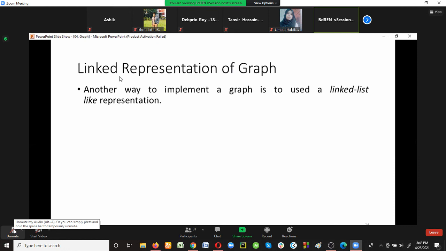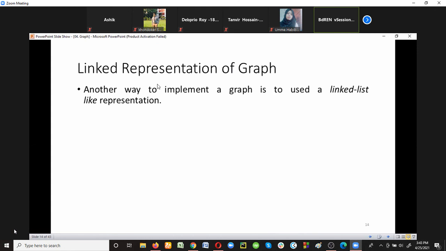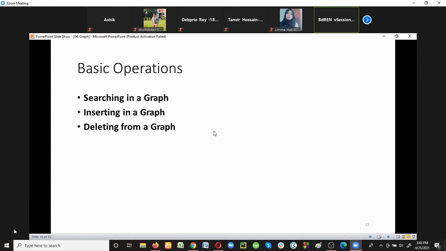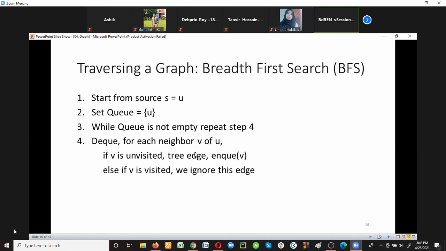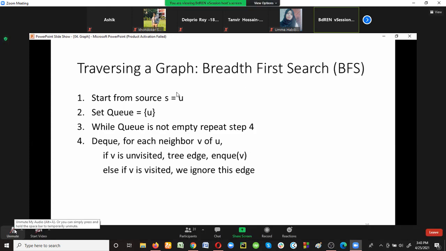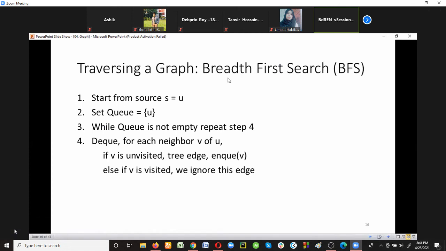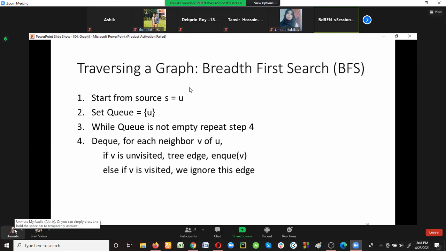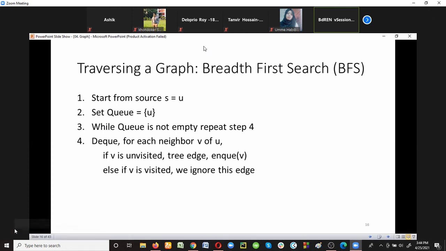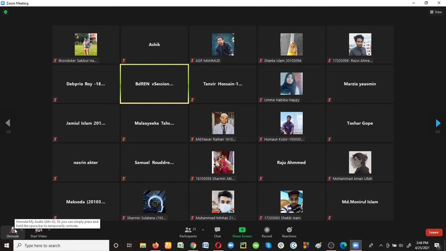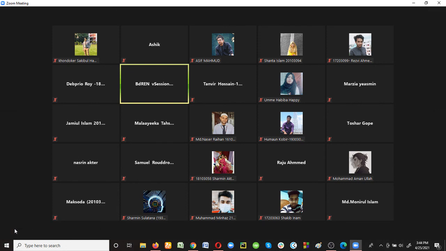Another one is the linked representation of a graph, and we will skip this one. Now the next topic is basic operations: searching in a graph, insertion of a node, or deleting some nodes from the graph. We already discussed one operation, that is traversal: breadth first search, BFS, and depth first search, DFS. Do you have any confusion in those two traversal methods, BFS and DFS?